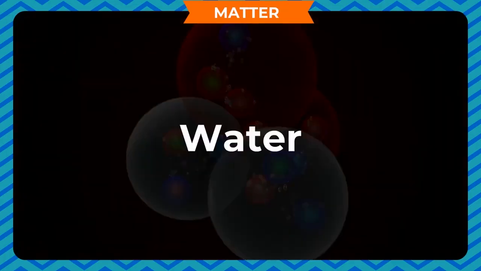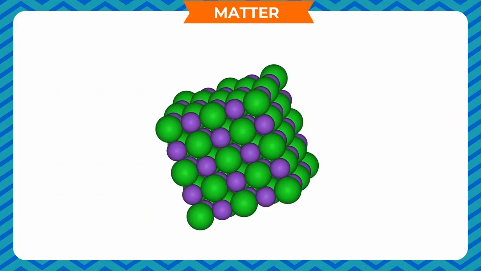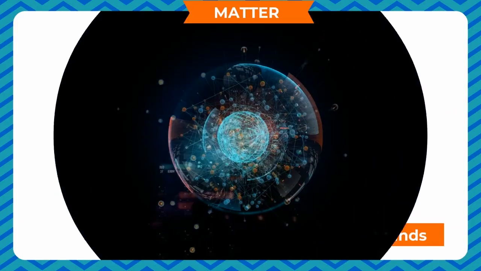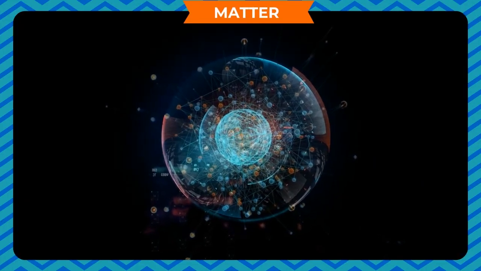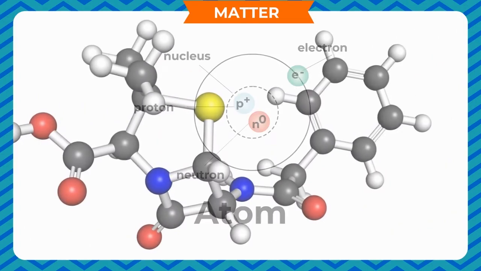Substances such as water, carbon dioxide, ammonia, etc., which are made up of two or more elements, are called compounds. The smallest particle of a compound is a molecule. A molecule is made up of two or more similar or dissimilar atoms.